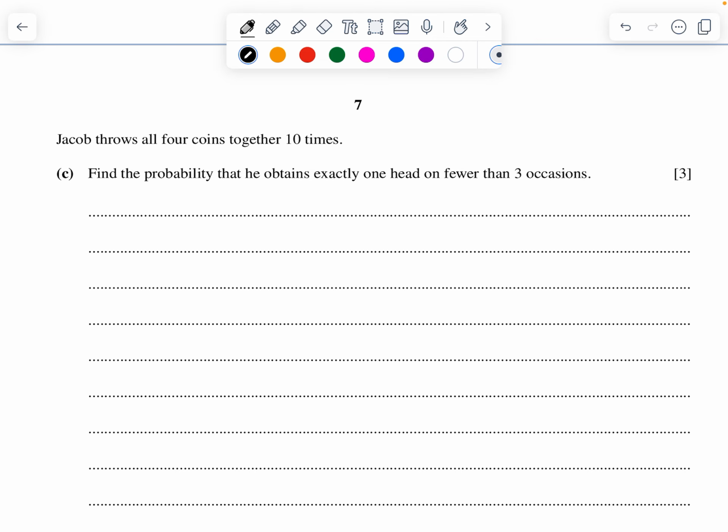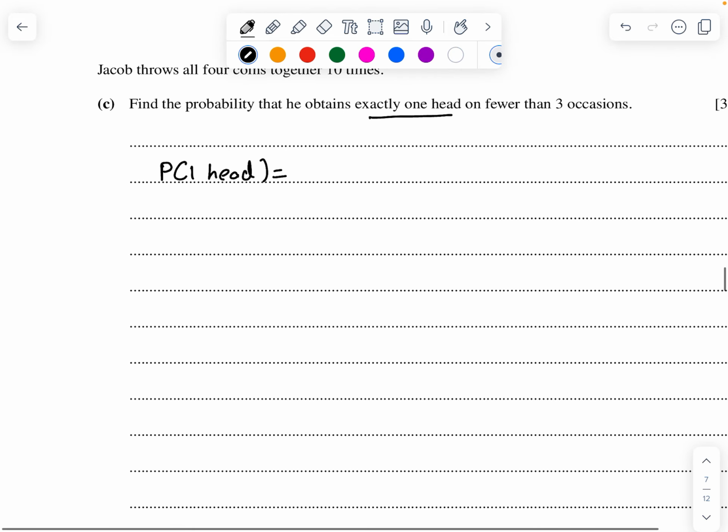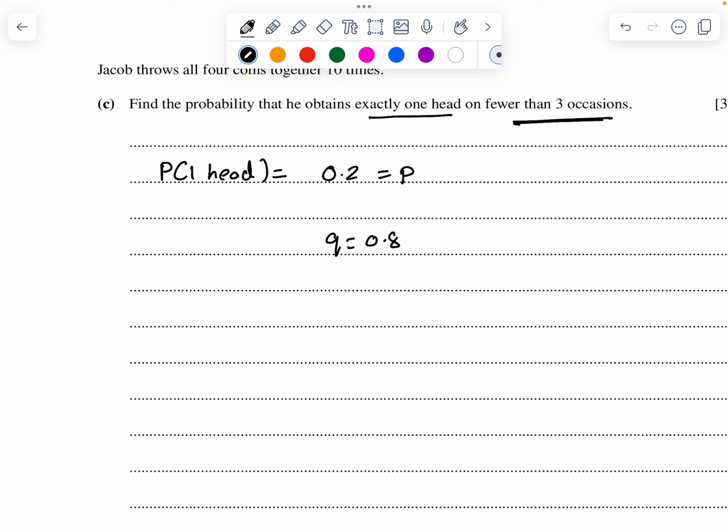Jacob throws all 4 coins together 10 times. Find the probability that he obtains exactly 1 head on fewer than 3 occasions. So, what is this? Exactly 1 head. What is the probability of getting 1 head? That was 1 upon 5, which is 0.2. This is the success. So failure is going to be nothing but 0.8.